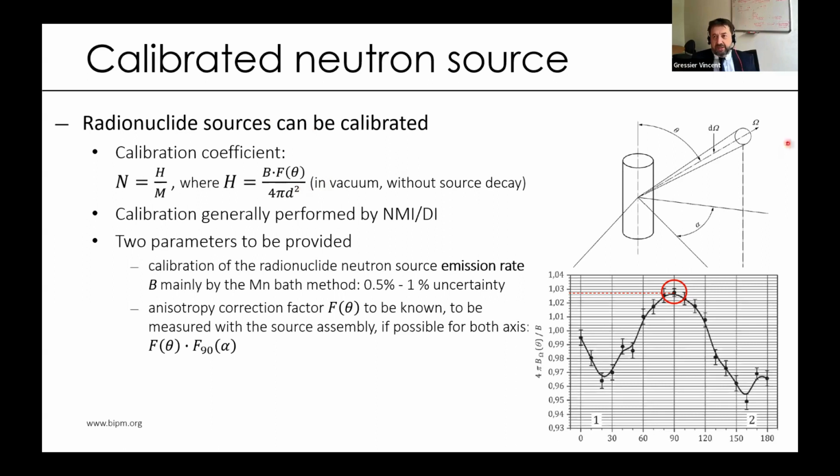So F theta is the variation of the neutron emission in this direction, along the axis of the cylinder. The source is always in the form of a cylinder, compared to what is at 90 degrees, which is the direction that we generally use, compared to 100. So this is the variation you can see here. And there are a few percent of variation due to the size, due to the protection, and also due to the direction, etc.